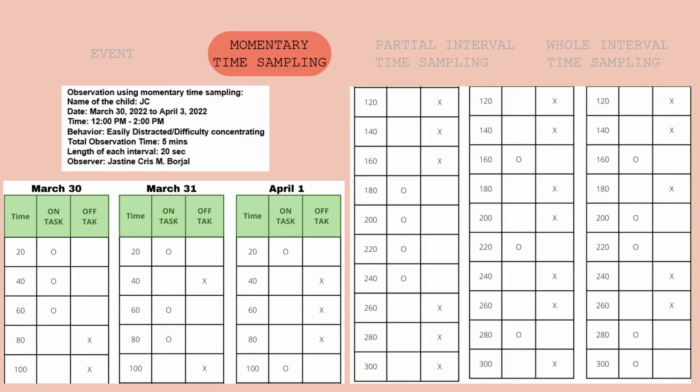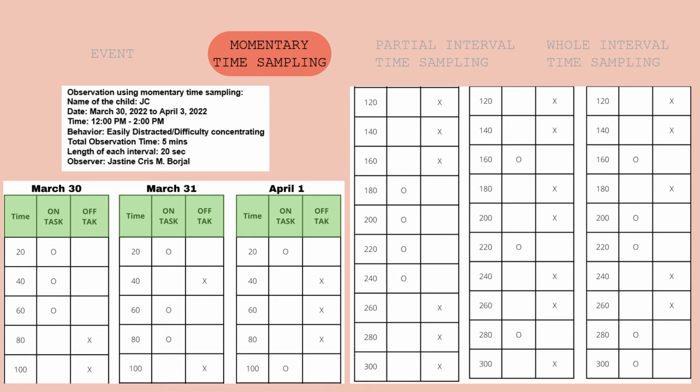Here is the table using momentary time sampling. Name of the child is JC. Date is March 30 to April 3, 2022. Time is 12 p.m. to 2 p.m., or exactly 2 hours. The behavior observed is being easily distracted or having difficulty concentrating. Total observation time is 5 minutes per day for 5 days, which is a total of 25 minutes. Length of each interval is 20 seconds, and the observer is yours truly, Justin Tris M. Borjal.